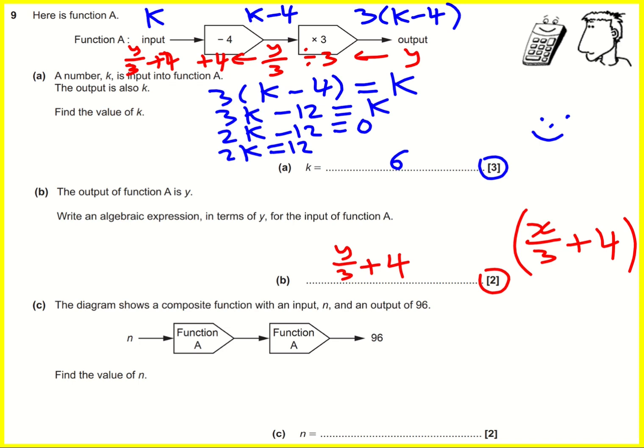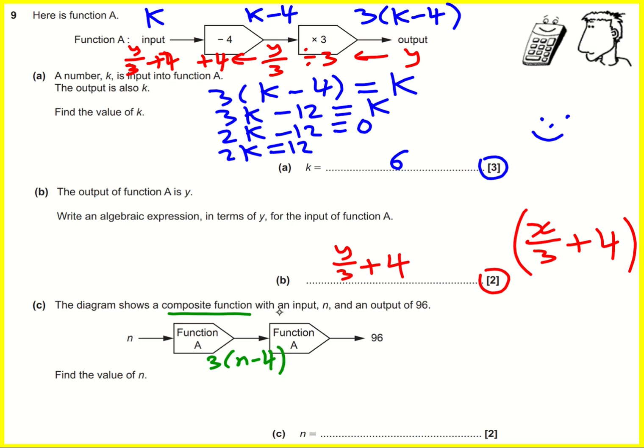Finally, we're given a composite function question. That's when you apply the function and then you apply it again, or you might apply a different function. In this case, we're actually composing the function with itself. That's okay. Right, what's going to happen when I apply function a to n? Well, I saw what happened when I applied it to k. I got 3 times k minus 4. So when I apply function a here, I'm going to get 3 times n minus 4.